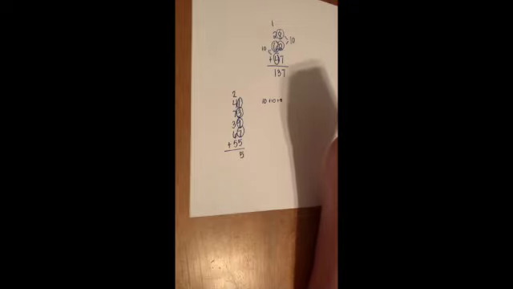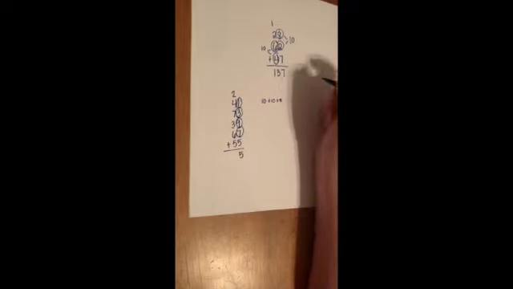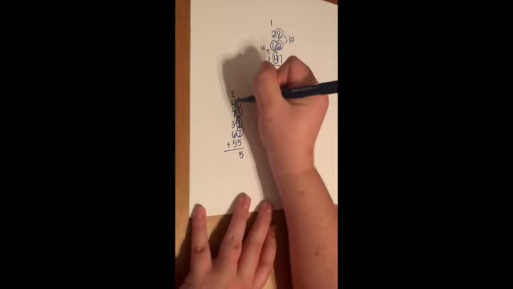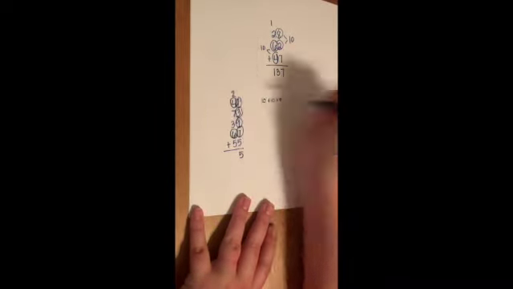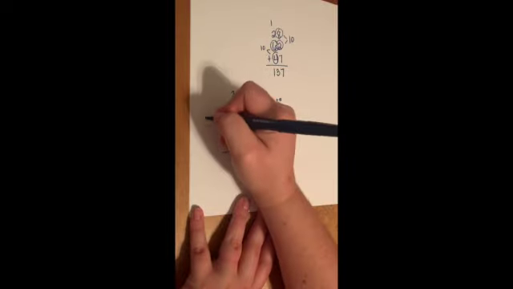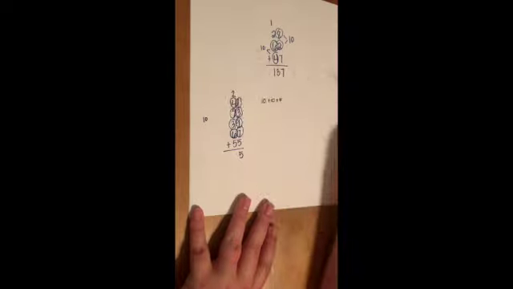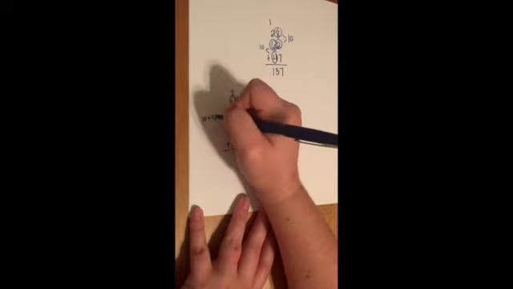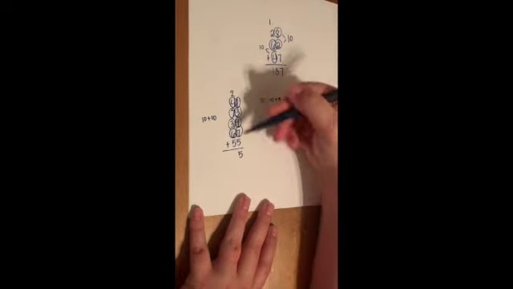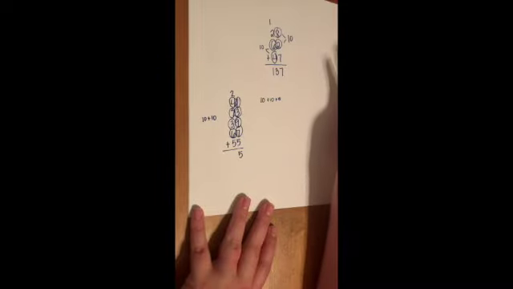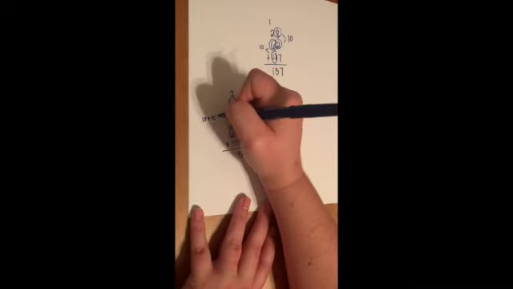All right, let's try in the tens place. Let's look for compatible pairs. I see 4 and 6. That makes 10. Put it over here. Oops, 7 and 3. That's another compatible pair. That makes 10. 2 and 5 aren't compatible, but I can add 2 and 5 in my head. 2 plus 5 is 7.